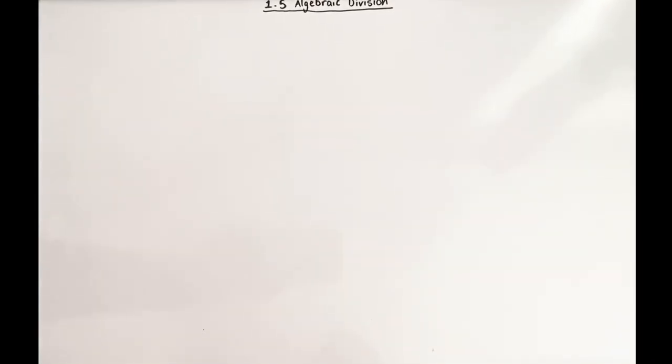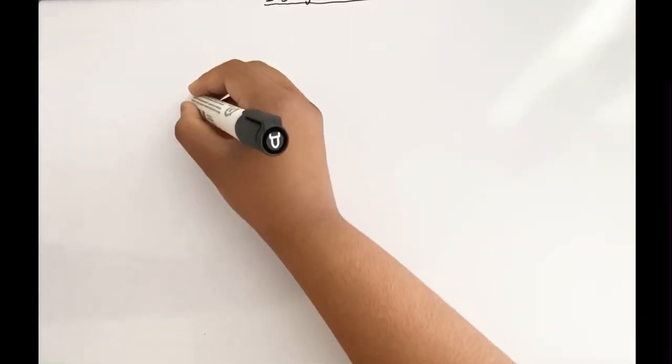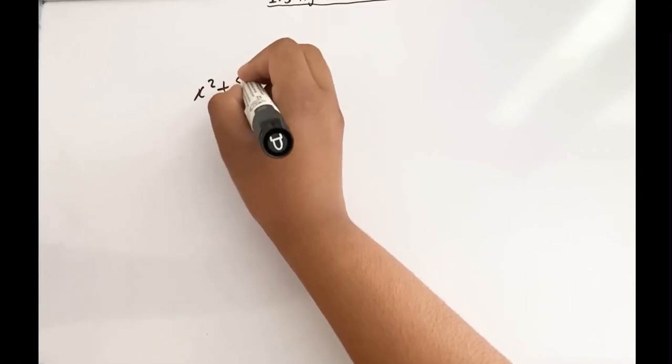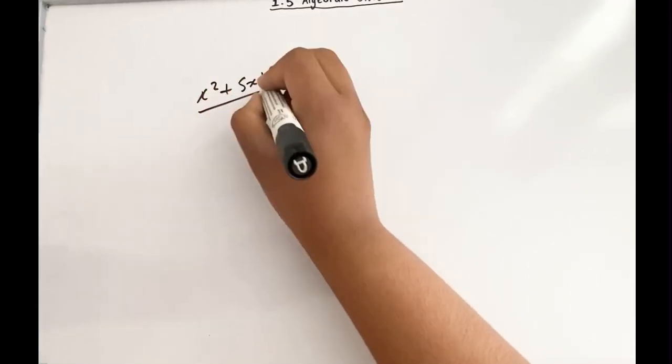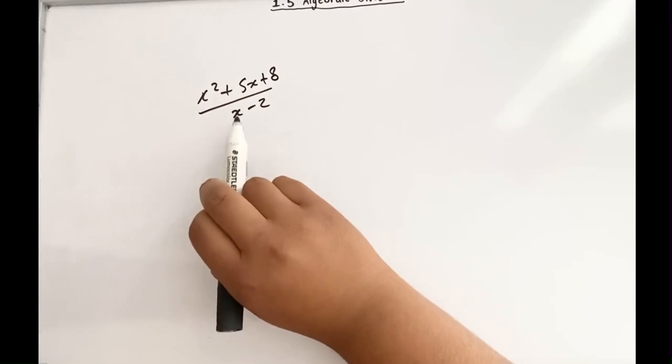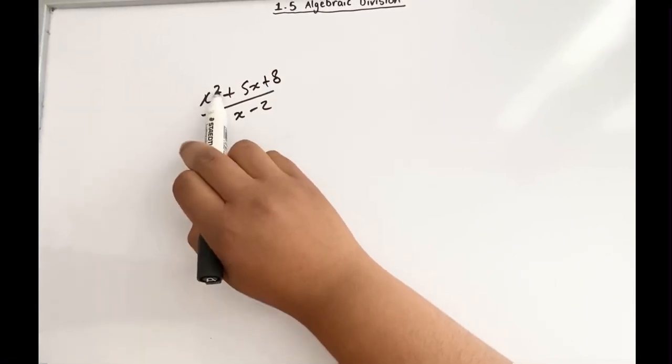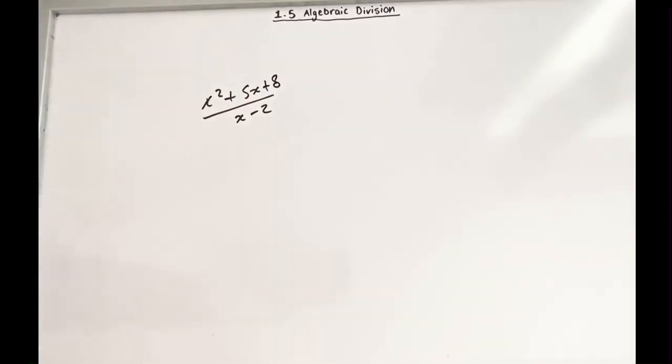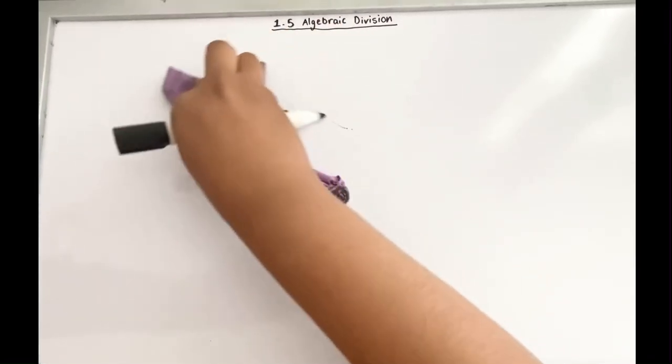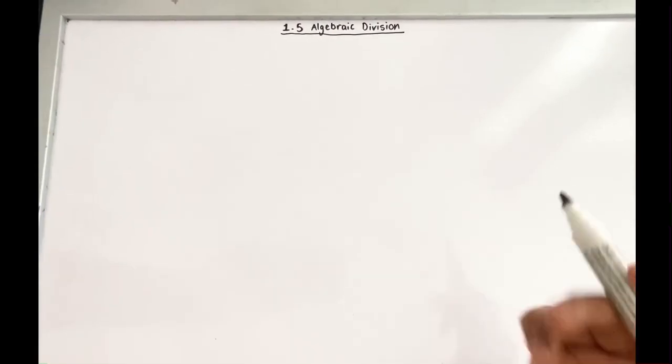This is Chapter 1, Lesson 5, Algebraic Division. An improper algebraic fraction is when the numerator has a degree, which is the highest power of x, that's equal to or larger than the denominator. An example is (x squared plus 5x plus 8) over (x minus 2). The degree of this is 1, but the degree of this is 2, the highest power. So it's an improper algebraic fraction. They have to be converted to mixed fractions before you can express them with partial fractions.